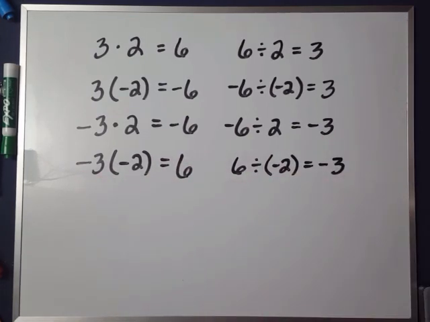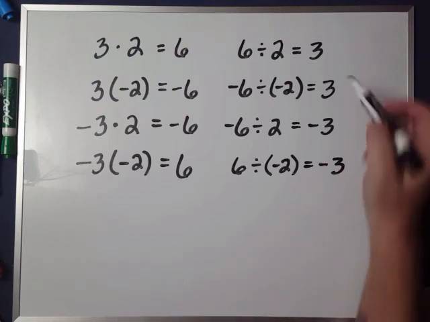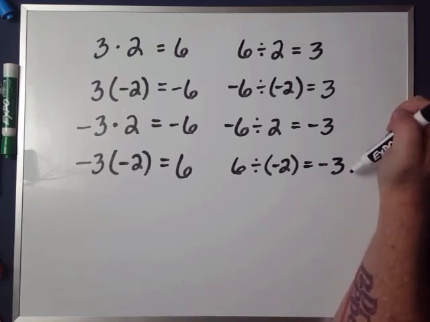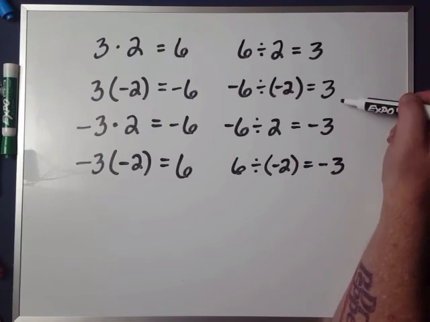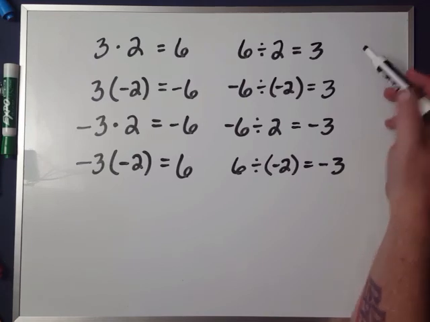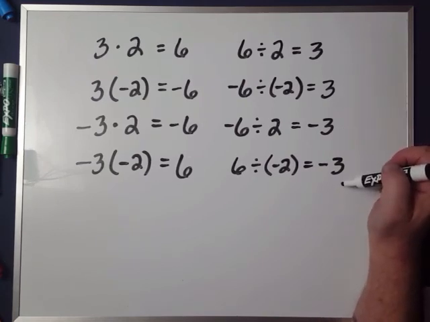And if we look closely at what's going on, we see that the rule for division is going to be the same as the rule for multiplication. That is, look at these top two. When I divide two numbers of the same sign, the answer will be positive. When I divide two numbers of opposite sign, the answer will be negative.